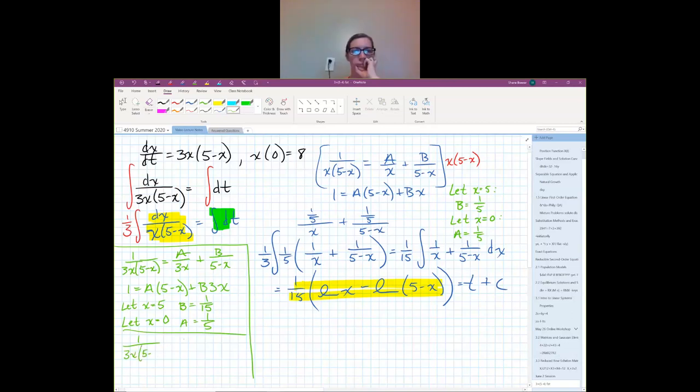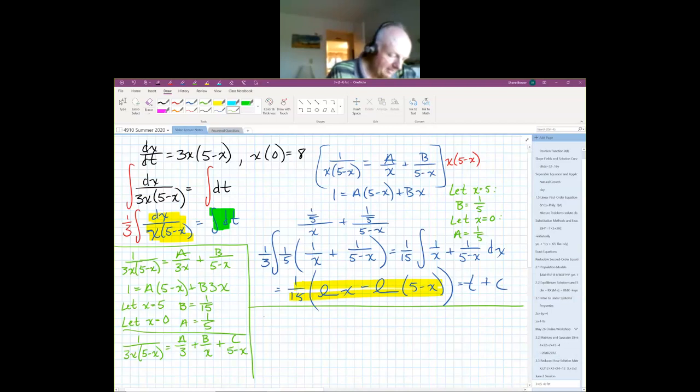So would it be better to have it as something over 3 plus, I don't know that this will work, something over x plus something over 5 minus x? Sorry, we're going to extend over here. That gives us 1 equals a times 3x times 5 minus x, not 3.